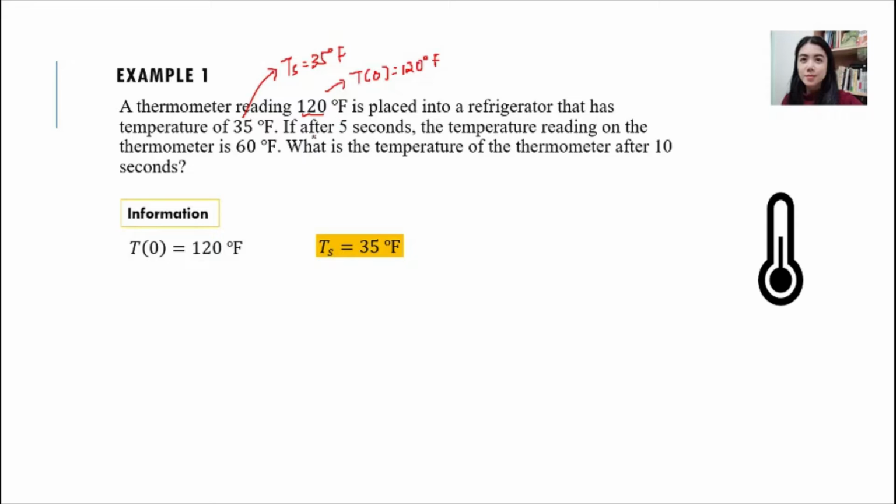It mentions that after 5 seconds, that is your time, the temperature reading on the thermometer is 60 degrees Fahrenheit. This is your capital T at time equal to 5 seconds is equal to 60 degrees Fahrenheit. This is your third piece of information. So what is the question of this example? The question asks us to figure out the temperature of the thermometer after 10 seconds, that is, time equal to 10 seconds. Okay, so this is the question for example 1.